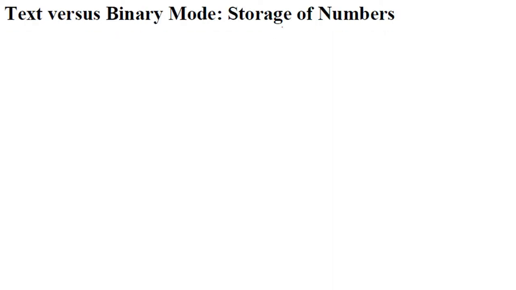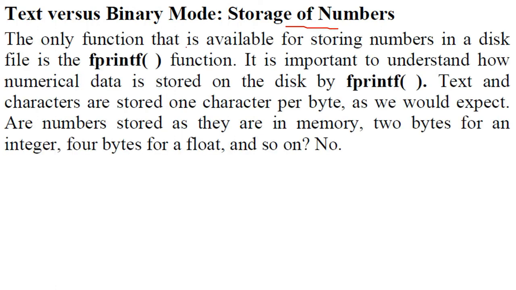Then it comes to the third difference: storage of numbers in text versus binary. The only function we have for storing numbers in a disk file is fprintf. How do we store numerical data on disk by fprintf? Text and characters are stored one character per byte, as we expect. So are numbers also stored as they are in memory, say 2 bytes for an integer, 4 bytes for a float, and like that?